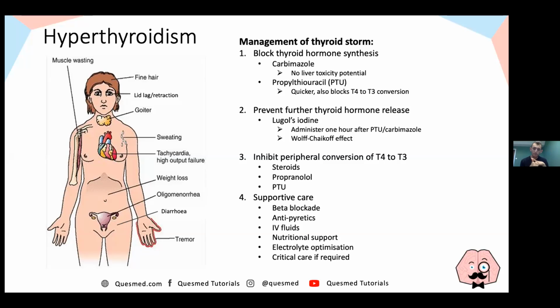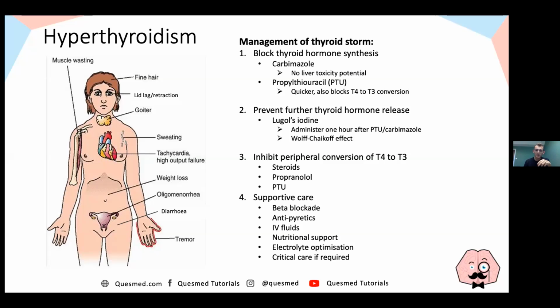Comparing these two together, they have fairly similar efficacies. PTU works a bit quicker and also has the benefit of blocking the peripheral conversion of T4 to T3, but PTU has the potential to cause liver toxicity, whereas carbimazole doesn't cause liver toxicity.